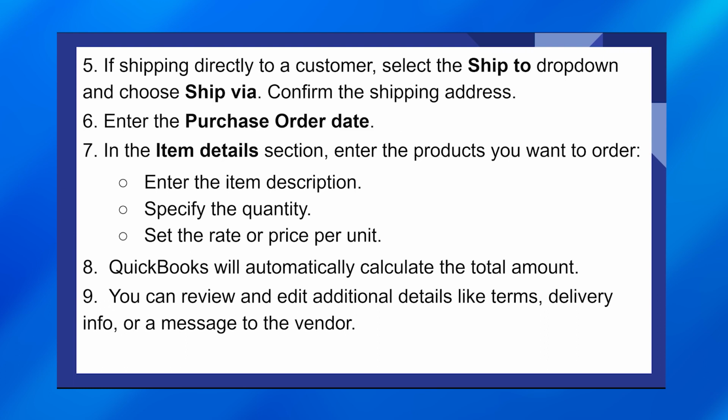In the Item Details section, enter the products you want to order. Enter the item description and specify the quantity. Then, set the rate or price per unit. QuickBooks will automatically calculate the total amount. You can review and edit additional details like terms, delivery info, or a message to the vendor.